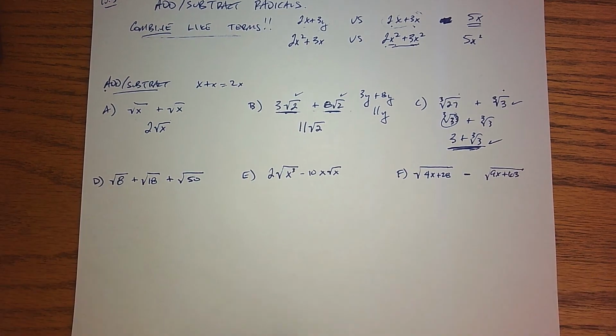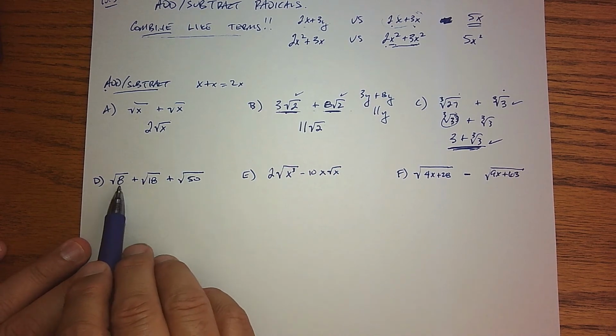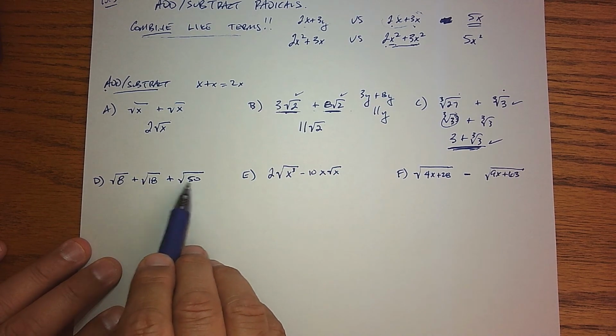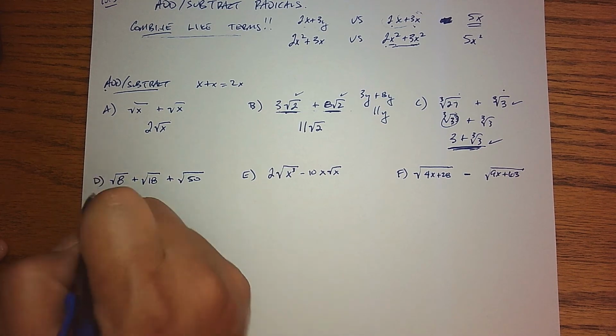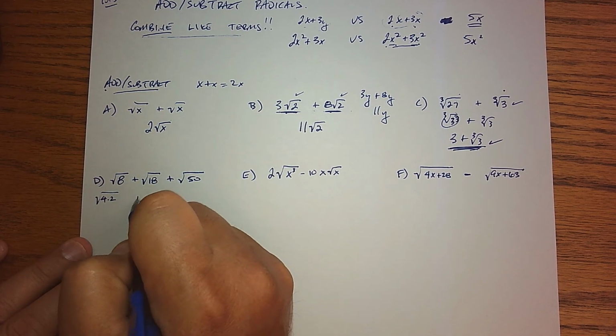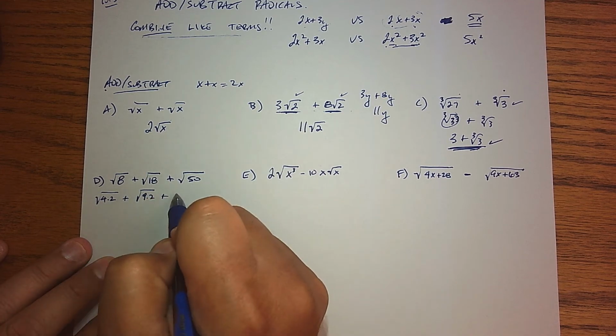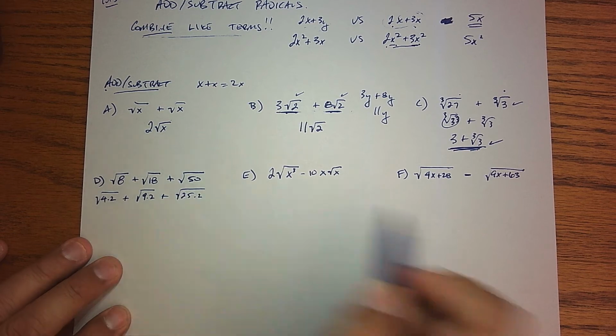So that happens from time to time. Next one, we're adding 3 radicals together. And again, they're all different at the moment, but we can simplify this. 8 breaks down into 4 times 2. 18 is 9 times 2. And 50 is 25 times 2.